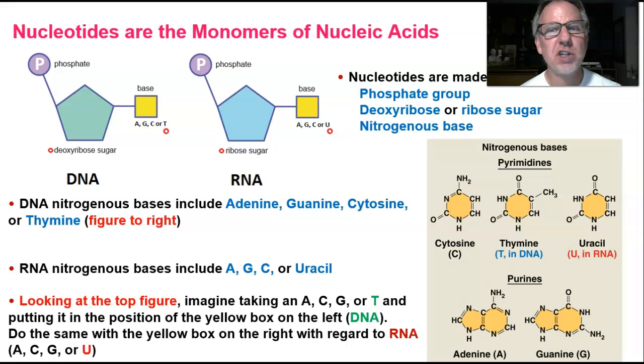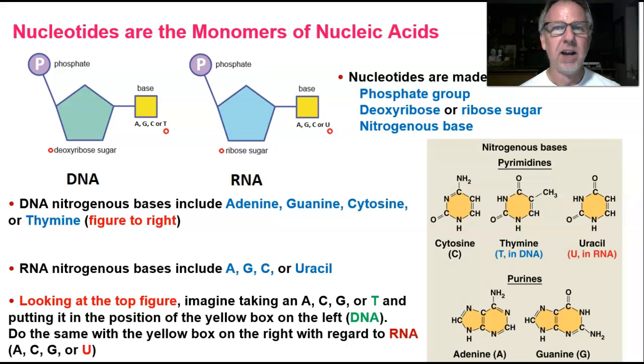Finally, for the nitrogenous bases, DNA nucleotides can have one of 4 different nitrogenous bases, either adenine, guanine, cytosine, or thymine, A, G, C, or T. And if you look in the bottom right of the slide, it shows you some pictures or diagrams of each of these nitrogenous bases. You can see they have slightly different structures. Now, you don't need to memorize those nitrogenous bases, their structures, but you do need to know the different names of them: adenine, guanine, cytosine, thymine.